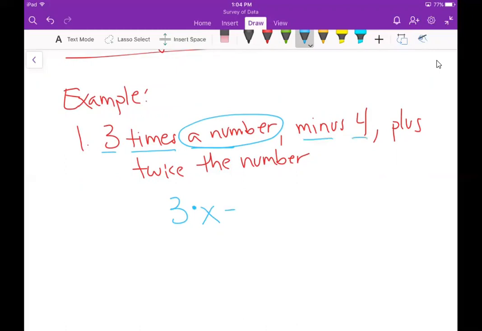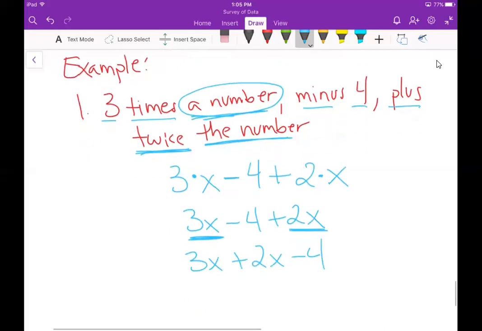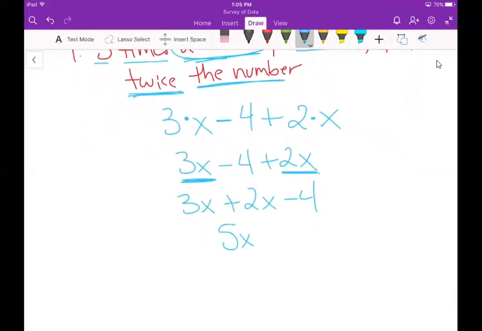Minus 4. Minus 4 plus twice is 2 times something, right? That's what twice means, the number. So it's the same number we were talking about before, so twice the number, which we called x. Looking at that, that's 3x minus 4 plus 2x. And I can simplify this expression. I've got 3x plus 2x minus 4, and that is 5x minus 4. So I've translated the expression and simplified it.